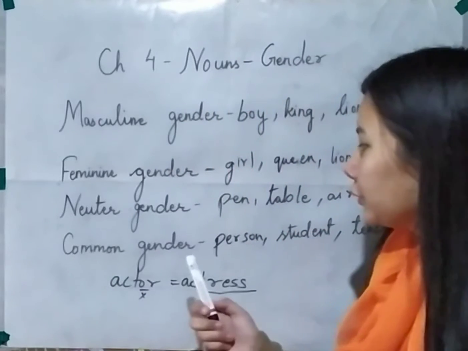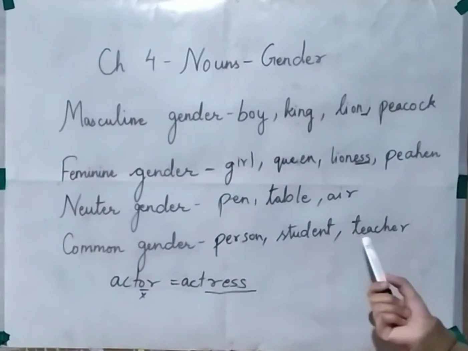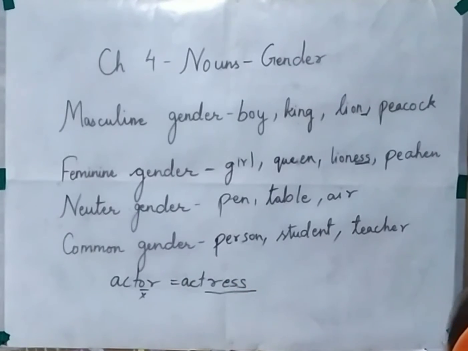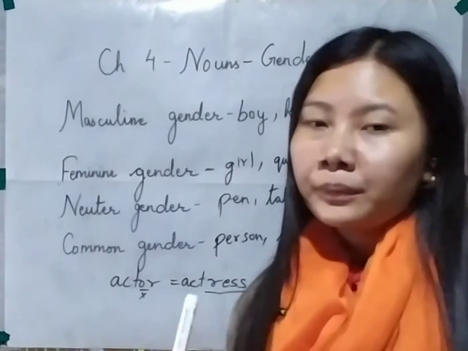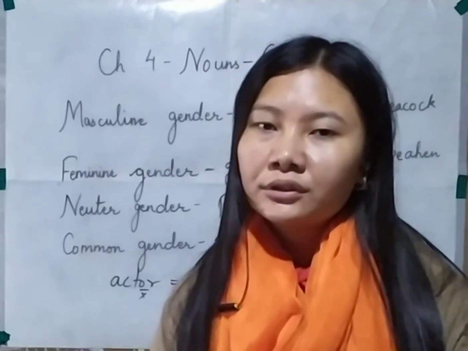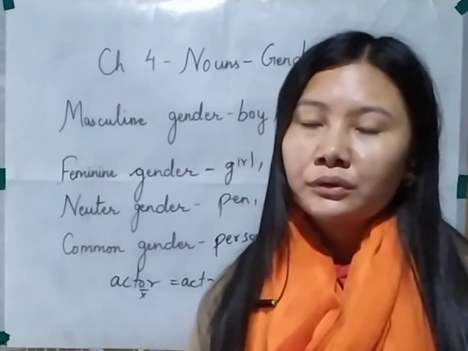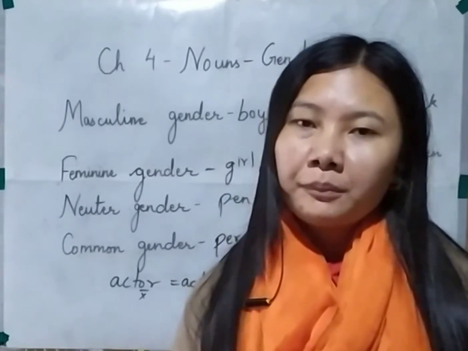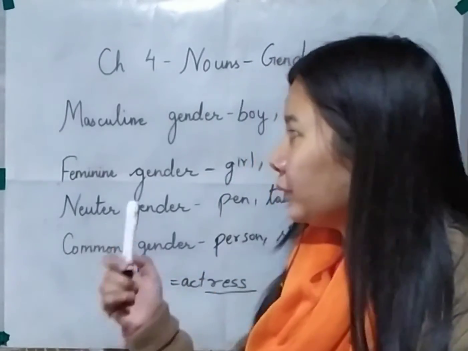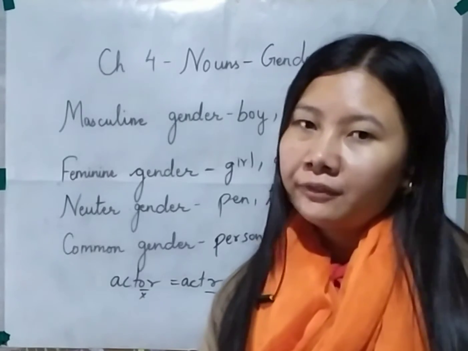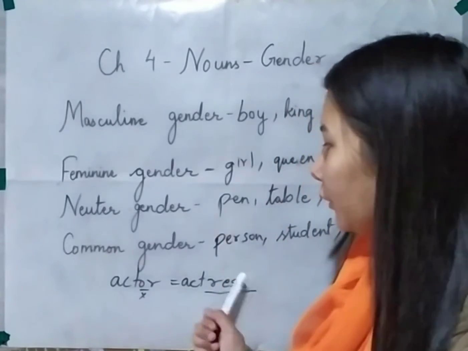So here on the board I have also written person, student, teacher. These are examples of what? Common gender. If there's a noun that refers to a male person or a male animal, then such a noun is an example of masculine gender. If there's a noun that refers to a female person or a female animal, then such a noun is an example of feminine gender. If there is a noun that may refer to both male and female, then such a noun is an example of common gender.